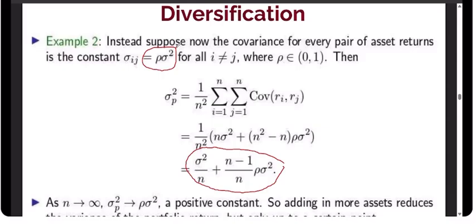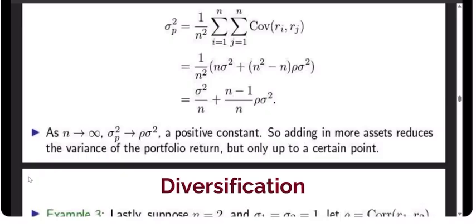Now in this situation, what can we do? If I want to drastically reduce the variance of the portfolio, I'm going to set n to infinity. But when n tends to infinity, the variance of the portfolio will not tend to zero.